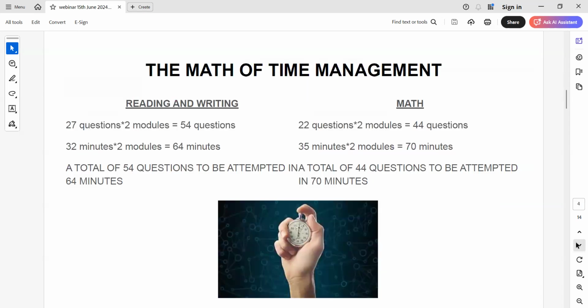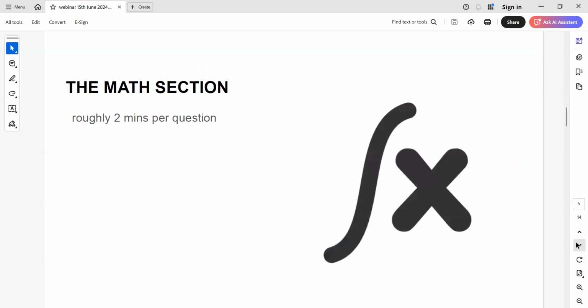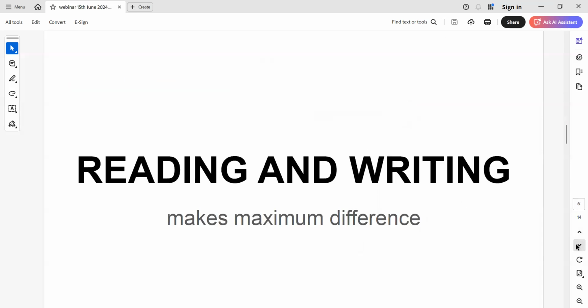So let us now understand what the bigger picture is. In reading and writing, we are actually solving a total of 54 questions in a total of 64 minutes. And in math, we can see the number of questions is lesser and the time is slightly more. So what does this mean? This means that in the math section, you might get something like 1.4 or 1.58 minutes, let's say roughly 2 minutes per question. But what about English? You hardly get a minute, right?